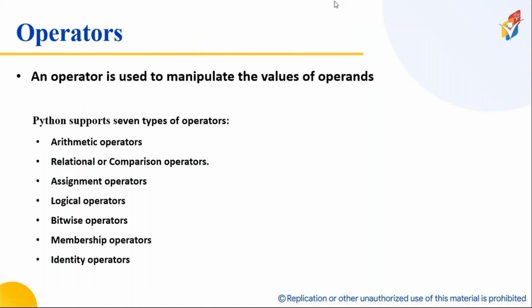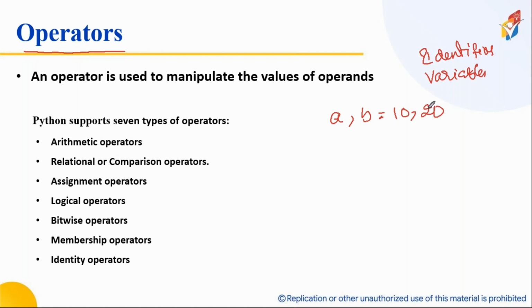Now, yesterday I completed 2 concepts, like identifiers, and I also discussed about variables. Now, today let me start a concept called operators. Okay. Now, first let me discuss what is an operator. Let me take a, b equal to 10, 20. Now, what will happen? a will get 10 and b will get 20. Is it okay? Now, if I write c equal to a plus b, print of c.